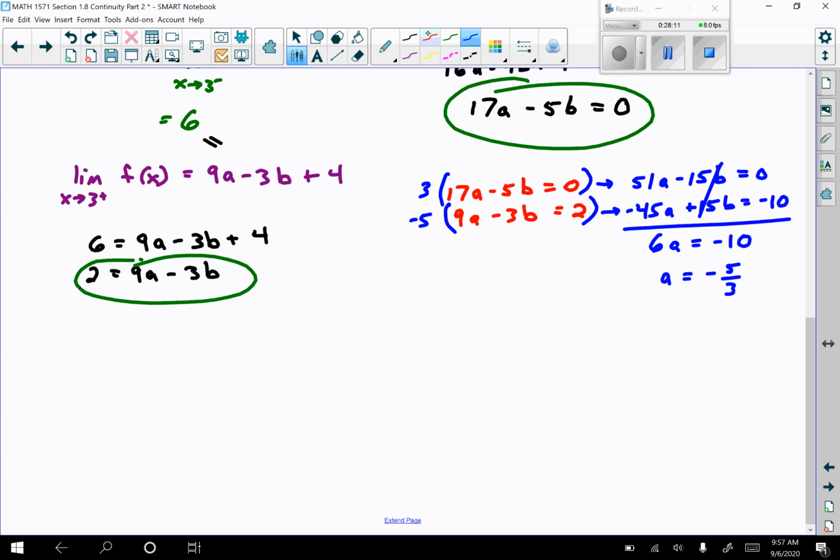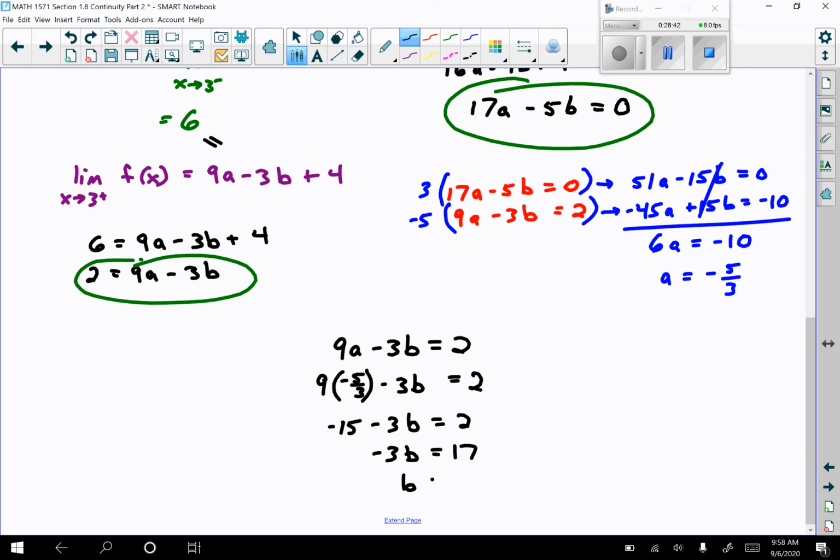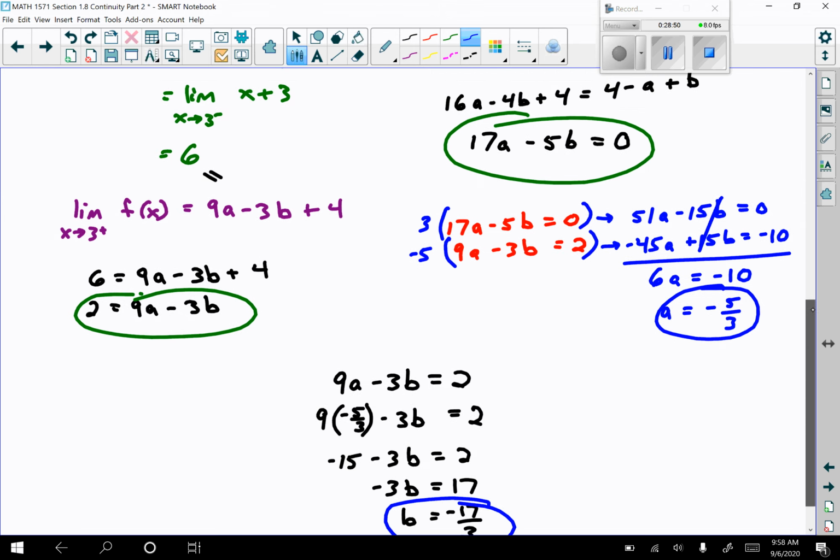And all I have to do is a substitution step here. I'm just going to go back to this one. So if I have 9a minus 3b equals 2, I'm getting 9 times negative 5/3 minus 3b. Don't need the parentheses there. Is equal to 2. So 3 goes into 9 3 times, so I'm going to get negative 15 minus 3b equals 2. Add 15, so negative 3b equals 17. b equals negative 17/3. So here's my value for b, here's my value for a, problem solved.